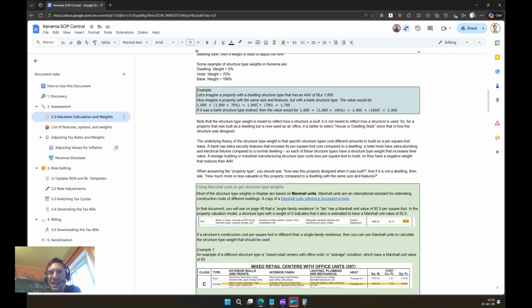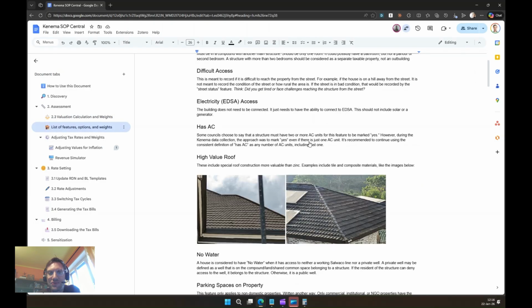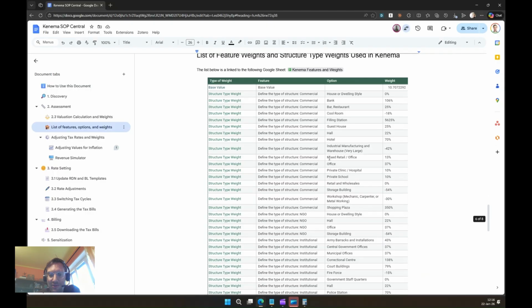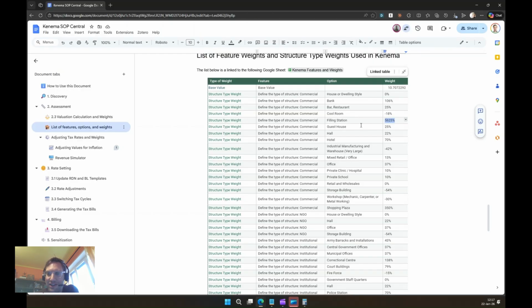And then there's a whole bunch, if you want to look at all the different ones, for example, here we have the list. House and dwelling style is 0, bank is 106, bar restaurant is 25, cool room is -18, filling station in Kenema. This is special, not every city has the same value. Kenema has very high values for filling stations. Guest house is 25, hall is 22. So these are just how much each structure type is adjusted and the weights for them.